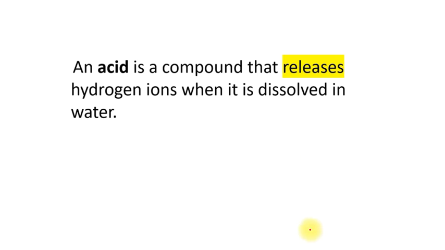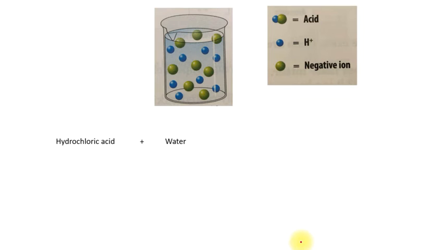So let's look at what it looks like when it releases something. And all right, here we go. So we have an acid in water, and this acid dissociates in water. And an acid, I'm going to write this so we remember it later, is a hydrogen ion donor. I didn't write that very well, but.